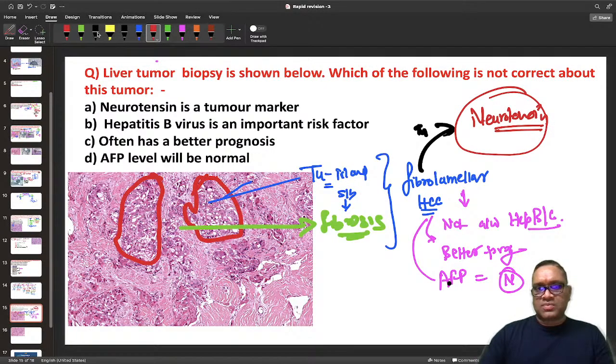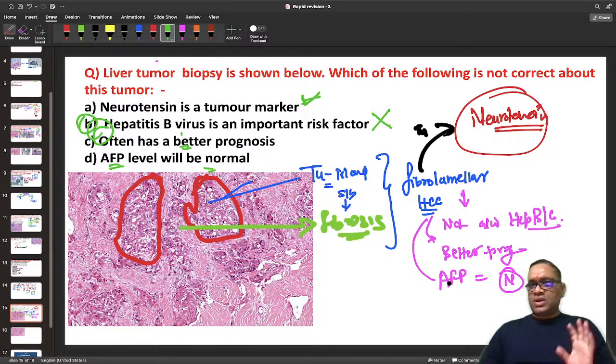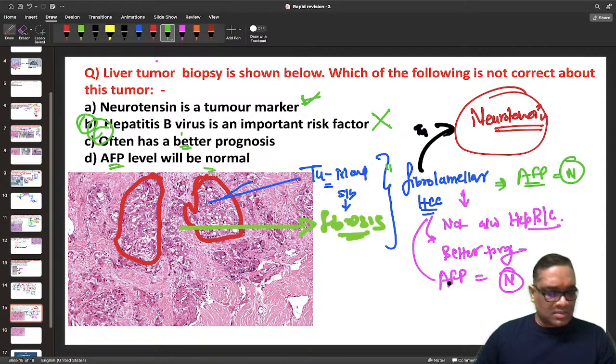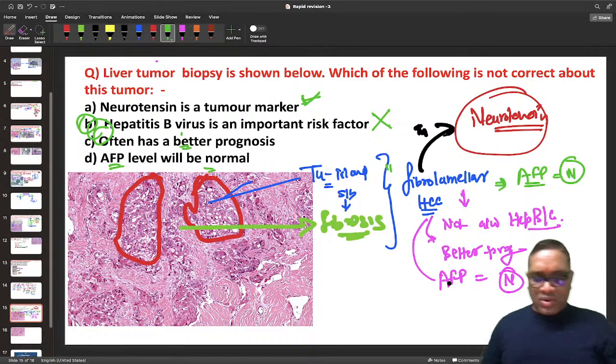So now you can see in this, option one by one, you can notice that neurotensin as a tumor marker is a correct statement, right? Hepatitis B virus is an important risk factor, that is the false statement and our correct answer, right? Often has a better prognosis, yes, they will have better prognosis, and AFP level will be normal in these patients. So now you understood. They are not like a hepatocellular carcinoma. In hepatocellular carcinoma, AFP level will be increased, but in fibrolamellar hepatocellular carcinoma, alpha fetoprotein level should be normal, right? So these are the important points we have to remember.